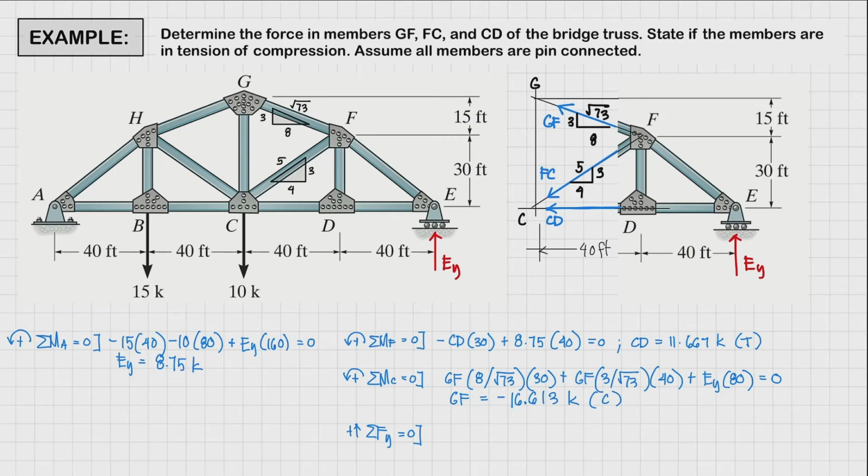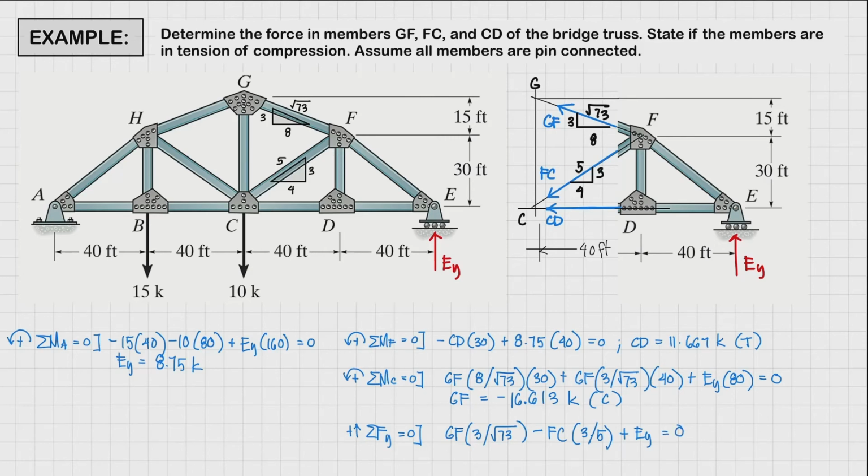Right? So our GF is acting upwards, or the vertical component of GF is acting upwards, so that's going to be positive GF. We're going to use 3 all over square root of 73. And then next, our FC is acting downwards, so that's going to be negative FC. And we're going to use 3 all over 5. And then we have our reaction EY acting upward, so that's going to be positive EY. And everything must be equal to 0.